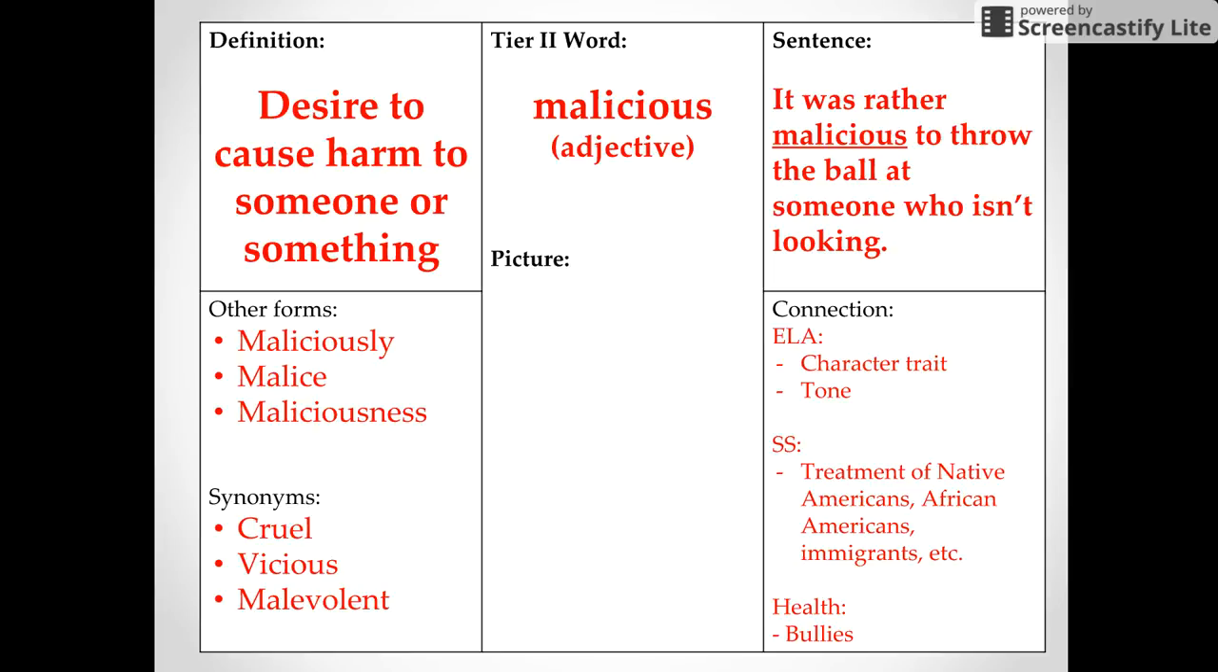Characters are definitely malicious. Tones can be malicious. If you look at social studies, anytime the colonists or any sort of American treated somebody, I guess, with prejudice or was not fair, that is malicious. In health class, again, talking about bullies, bullies do things maliciously, which brings me to the other forms of the word: maliciously, malice, or maliciousness. It means the same thing as cruel, vicious, or malevolent. It's basically a fancy word for saying mean. If you're being mean, you're being malicious.